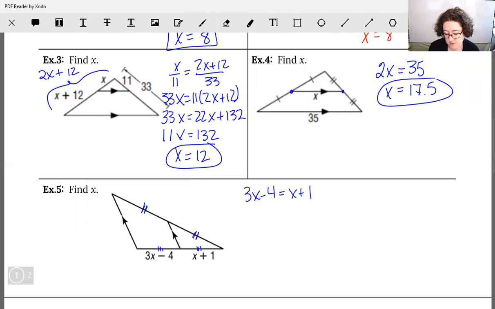I'm going to subtract an x from both sides. So 2x minus 4 equals 1. Then add 4 to both sides. So 2x equals 5. Dividing out, we get another decimal on this one, but it's not too bad, 2.5.